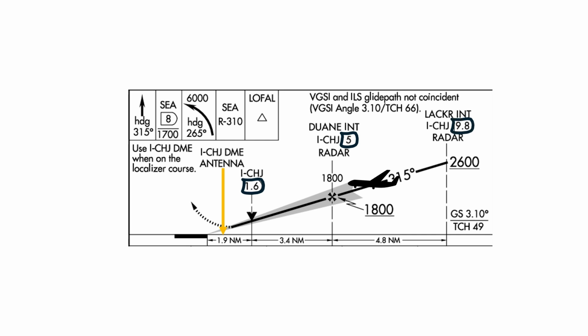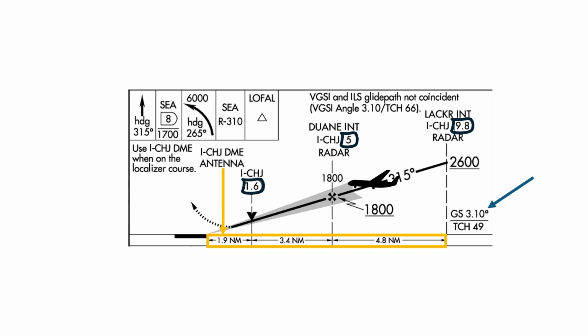The initial approach fix of LACUR is located 9.8 miles from the DME and is 10.1 nautical miles from the approach end of runway 32 left, as illustrated by the distances below highlighted in orange. The glide slope interception altitude is shown by the zigzag line and the X in the diagram.